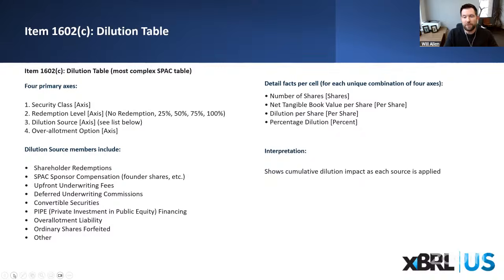So you can kind of imagine a public investor asking, if I buy a share for $10, what's my actual equity value per share after I account for all the different dilution factors? So the dilution table answers this question across 9 different scenarios. So it starts with no redemption and it goes all the way through 100% redemption. And then it also shows you along the way with or without over allotment. So each source of the dilution is shown as a separate row within the table.